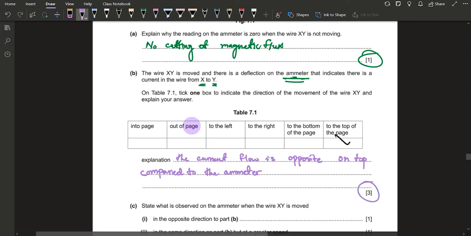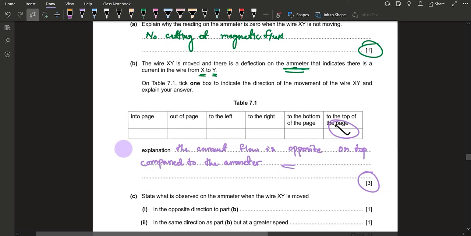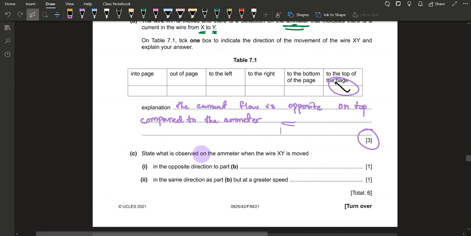And we'll get 3 marks for this. 1 mark is going to be for ticking, 1 mark for explanation, and 1 mark for the arrow. Part C says, state what is observed on the ammeter when the wire XY is moved in the opposite direction to the part B. And part 2 says, in the same direction as part B but greater speed.